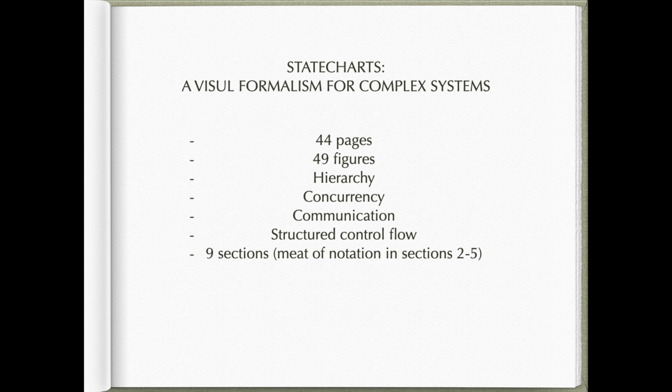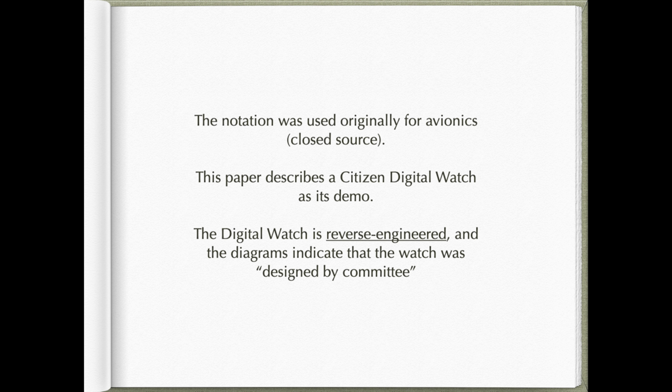Page 3 is a quick overview of the paper itself. The paper is 44 pages long. It has 49 figures. It talks about hierarchy, concurrency, communication, structure, and control flow. The paper has 9 sections, and in my opinion, the meat of the notation is found in sections 2 to 5.